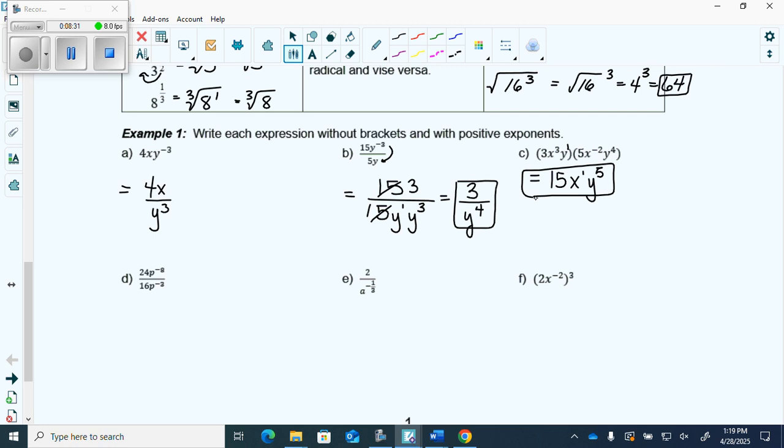Okay, 24 and 16. You can take an 8 out of both. This will be a 3, this will be a 2, and then these will swap. So we get 3p cubed over 2p to the 8, right? And then the p cubed, take off 3 of these and you're left with a 5. So it's 3 over 2p to the 5. And then this one moves up here.